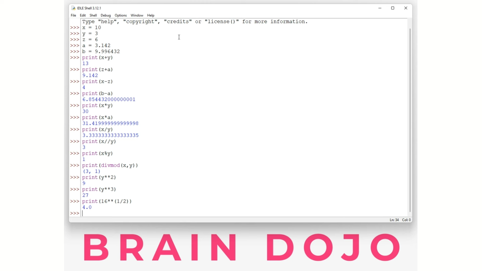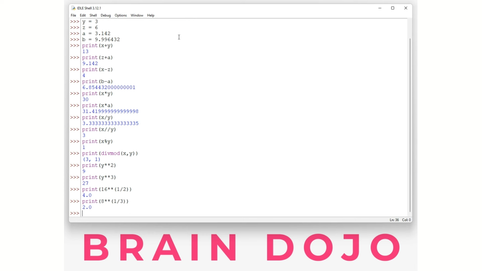Now it's giving us this as a float, because that's built into Python as well. If you don't want it as a float, you can round it off, and I'll be showing you how you can do that. Let's try cube root now. Let's say 8 raised to the power 1 by 3 for cube root, and it gives us 2 or 2.0.